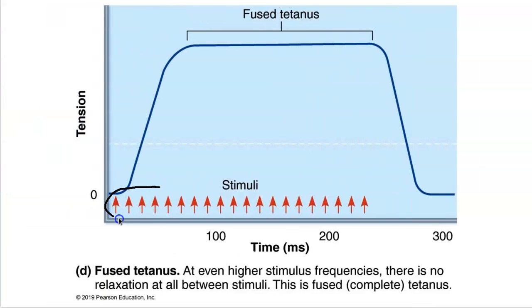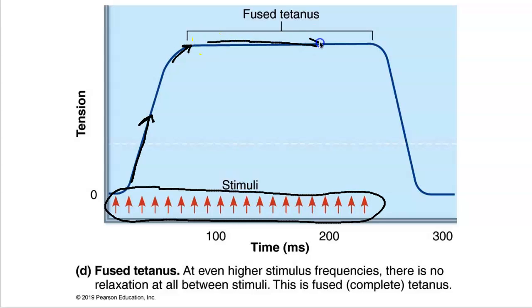If we give stimuli so frequently that the relaxation phase of a twitch is completely eliminated, which is what we see here, the muscle will contract and stay in a smooth, sustained contraction until that stimulus is removed. This is what's known as tetanus. And complete tetanus, or fused tetanus, where we see that constant tension across the top, is a laboratory condition.